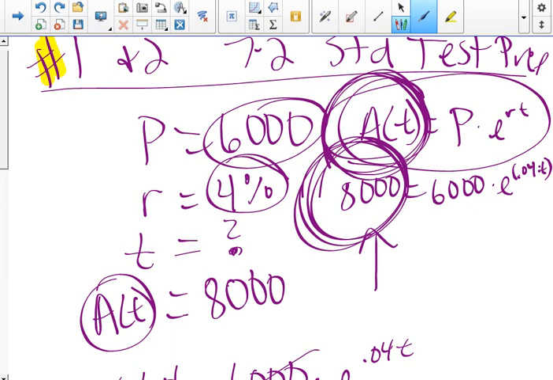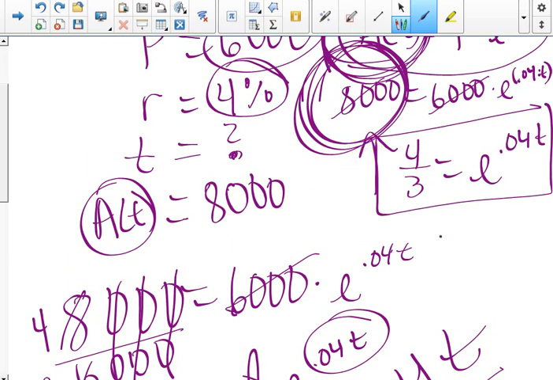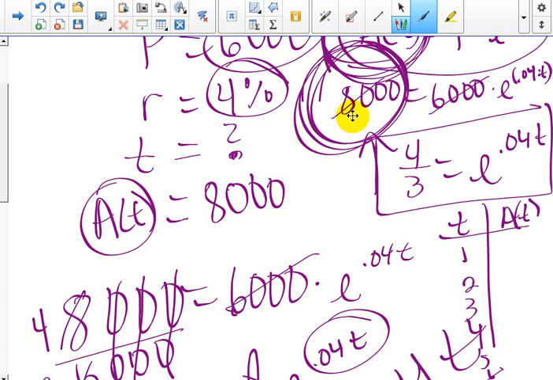Right? So what you would have done, you could have gone ahead and switched this to 4/3 equal e to the 0.04t. And at this point, what the book expected you to do, because it was the first problem here on the quiz, you would have made a chart for t and your A of t. And you would have plugged in 1, 2, 3, 4, 5, 6, and by the time you got to 7, you were below 8,000. When you get to 8, you're above 8,000. So you would have picked 7 and rounded up to 8.